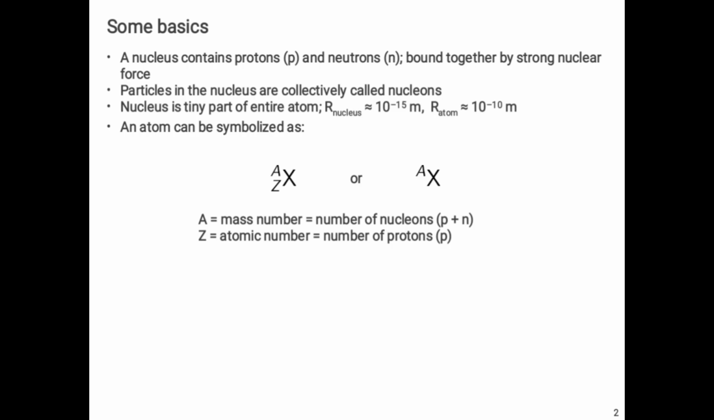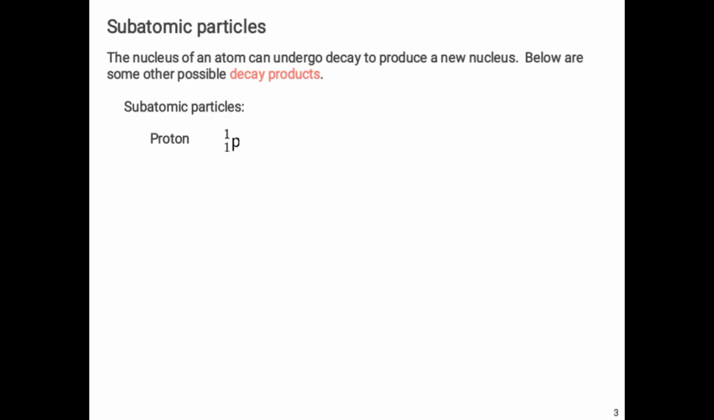The nucleus is a tiny part of the entire atom. The nucleus is about 10 power minus 15 meters, while the atom is about 10 power minus 10 meters. The atom can be symbolized as AZX. A is the mass number, the number of nucleons, protons plus neutrons. Z is the atomic number, the number of protons.